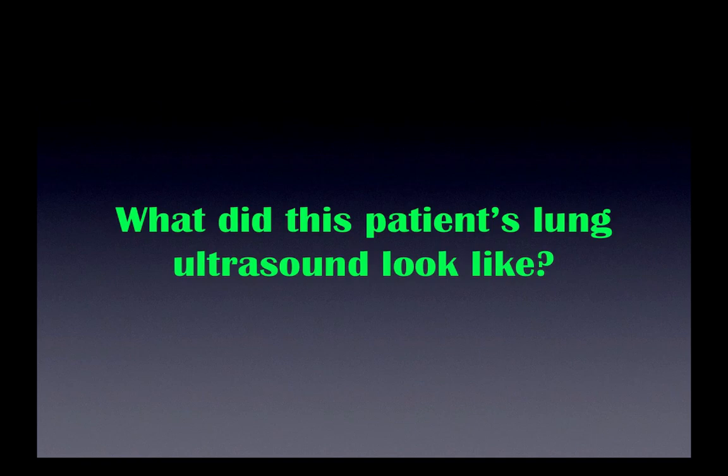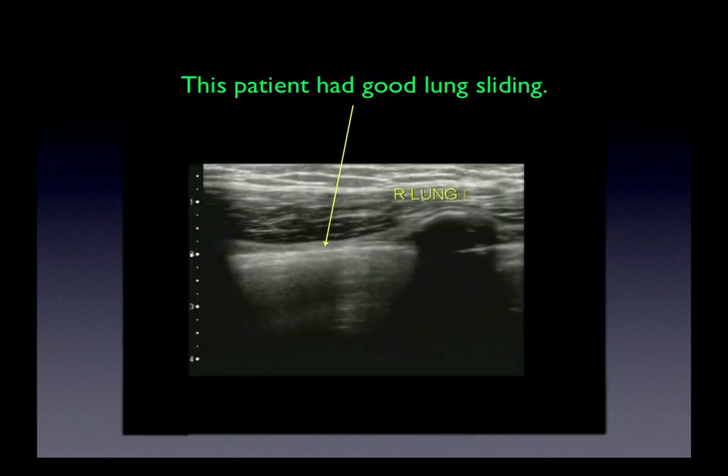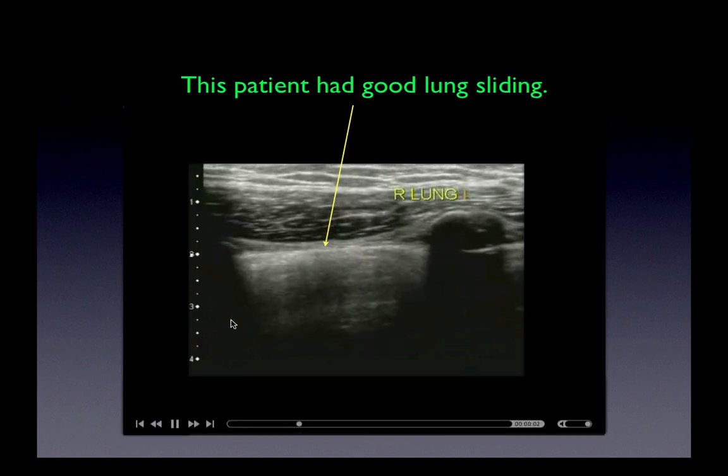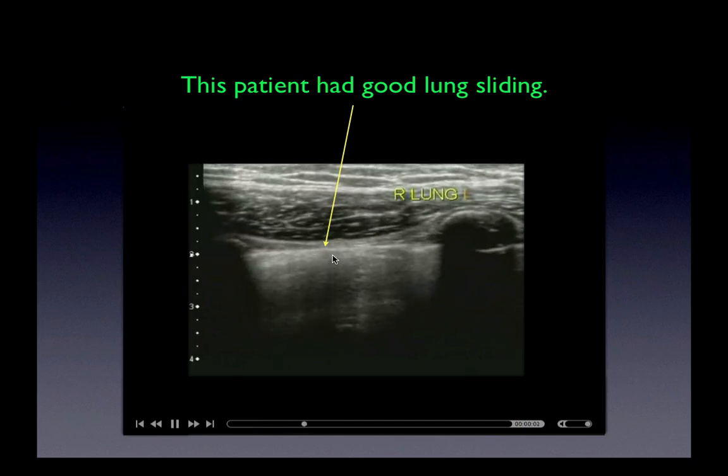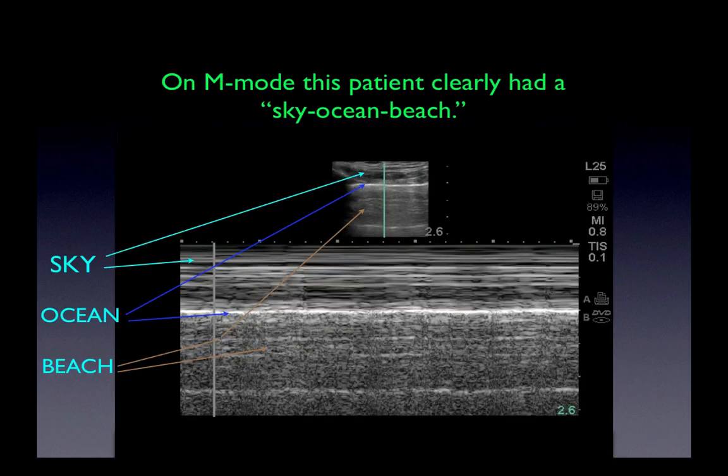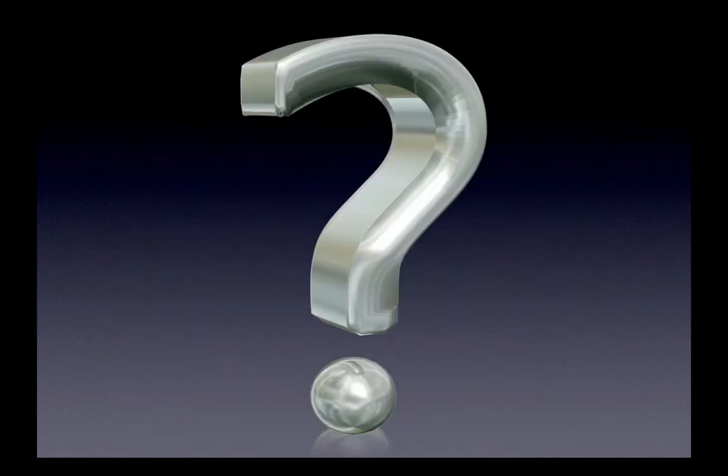So then, what did this patient's lung look like? Well, the slide that was shown previously was actually his lung. There is good lung sliding, and there are these comet tail artifacts coming down. And this was seen in all interspaces. On M mode, this in fact was his M mode. And clearly, he has a beach appearance in the sky, ocean, beach. This is not consistent with a pneumothorax.